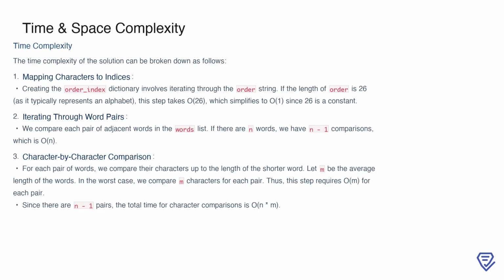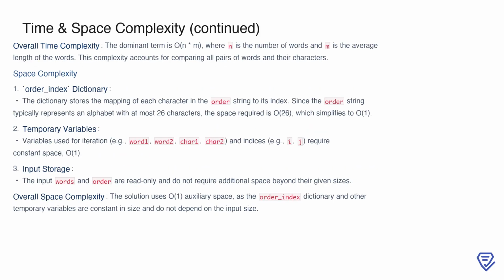Lastly, for each pair of words, we compare their characters one by one up to the length of the shorter word. If m represents the average word length, this character-by-character comparison takes O(m) per pair. Since we compare n-1 pairs, the total time complexity for this step becomes O(n*m). Combining all these steps, the dominant term is O(n*m), which reflects the overall time complexity of the solution. The overall time complexity of the solution is O(n*m), where n is the number of words and m is the average length of the words. This accounts for comparing all pairs of words and their characters.